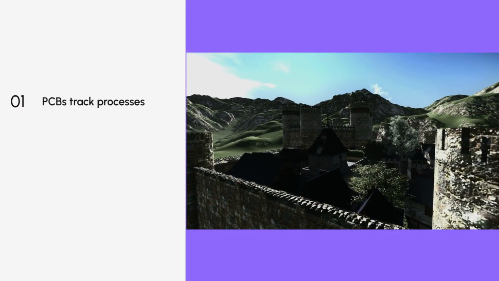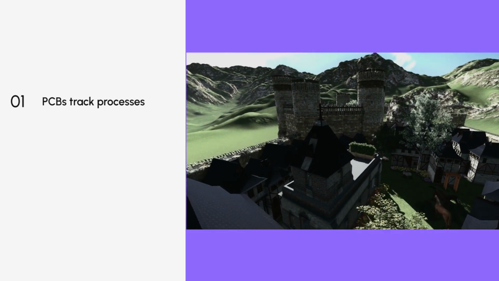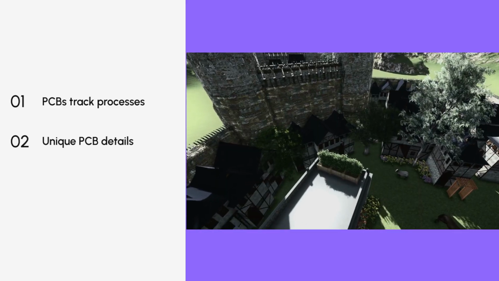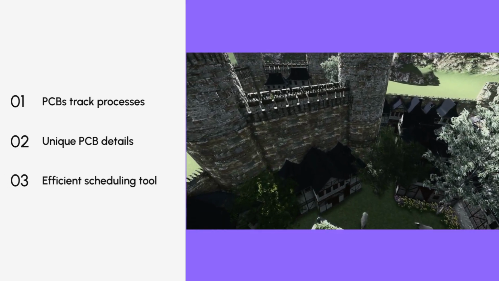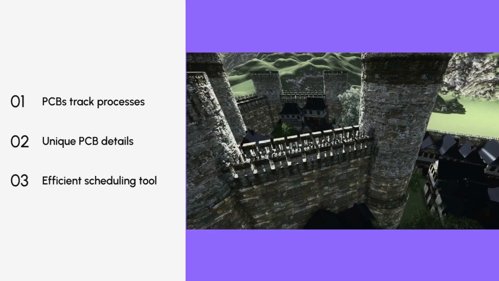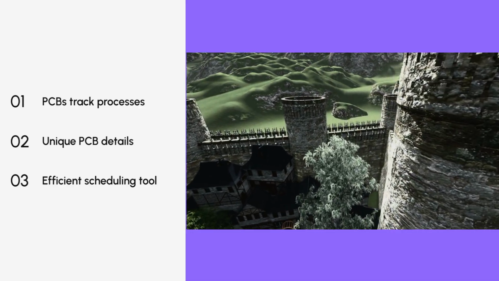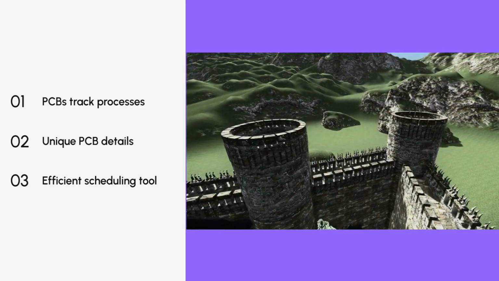Operating systems use PCBs to track and manage processes. Each process has a unique PCB with essential details. This includes process ID, state, and CPU registers. PCBs allow efficient scheduling and management. Understanding this representation is key to OS functionality.